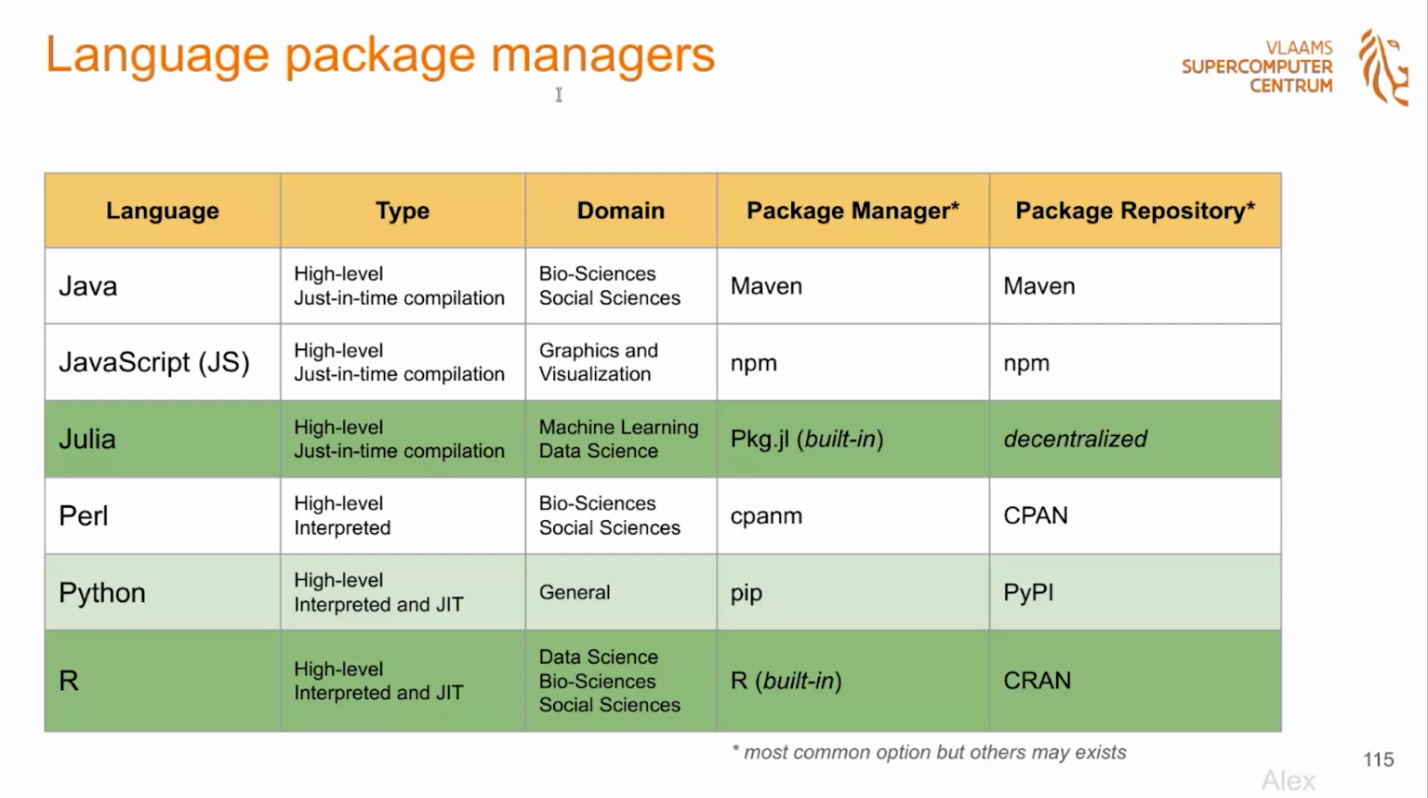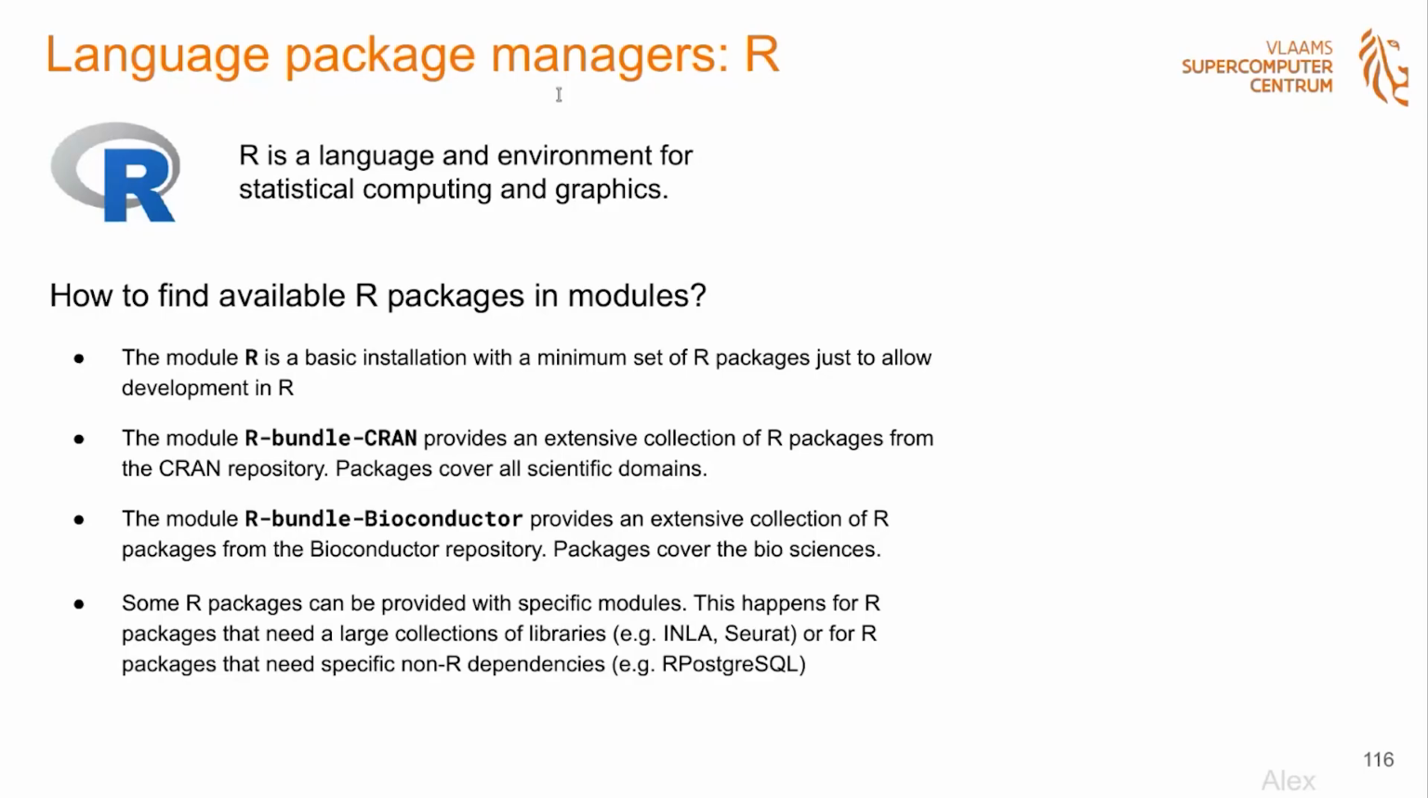So for R, we already provide R as a module, so you can easily use it in our clusters by just loading the R module. And it comes with two bundles. One is called the CRAN bundle, and the other one is the Bioconductor bundle. Those contain a lot of R packages from the CRAN repository and the Bioconductor repository. With these two combined, you can easily load 1,000 R packages in our clusters and use them right away without bothering about having to do your own installations.